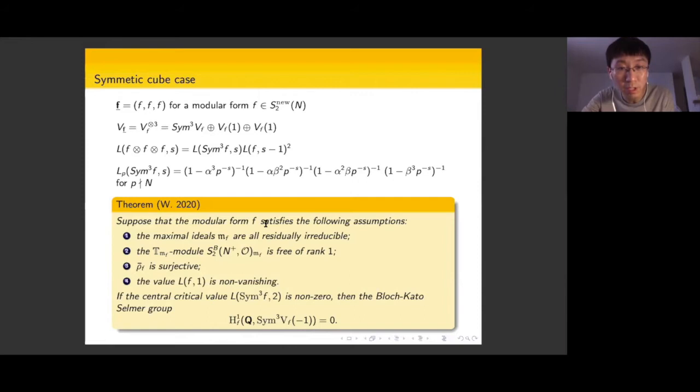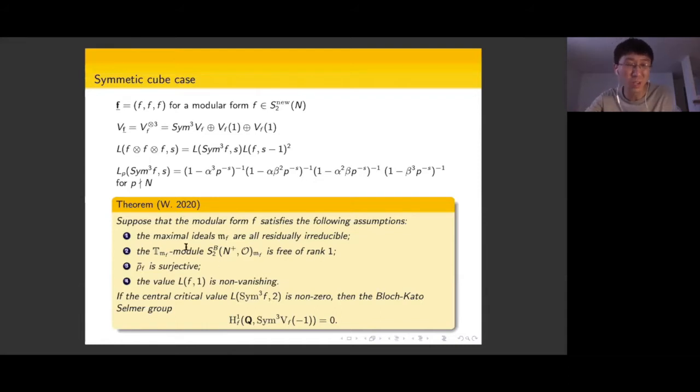Suppose the modular form satisfies these four quite technical conditions. First, I ask that the residual Galois representation of this modular form is irreducible, so I exclude Eisenstein cases. Second, I assume that the space of quaternionic modular forms on some definite quaternion algebra, localized at the maximal ideal corresponding to this F, is free of rank 1.